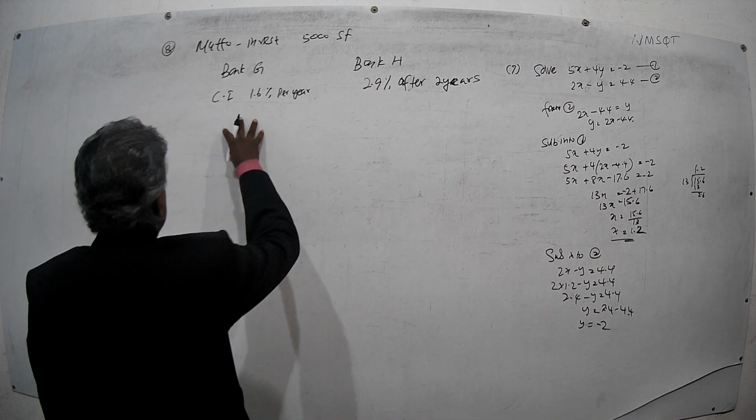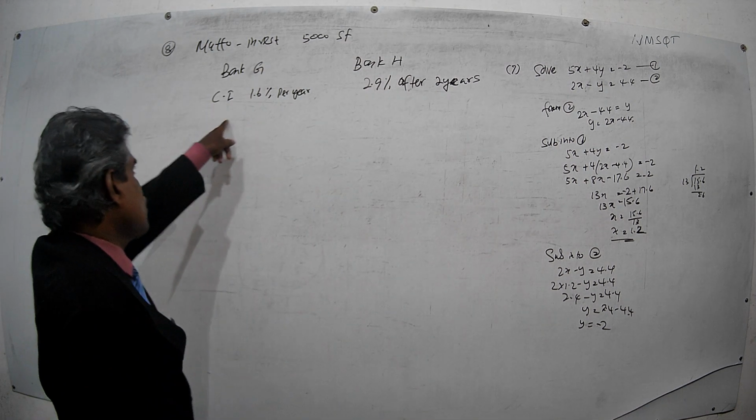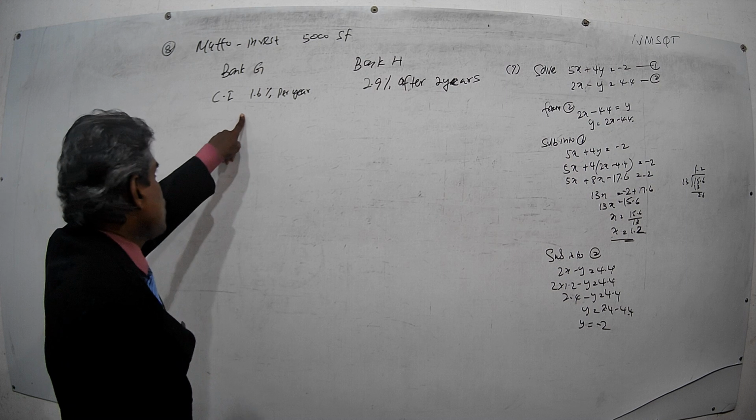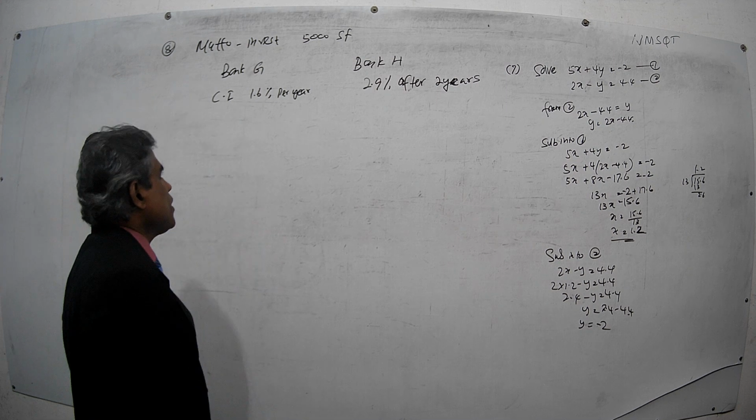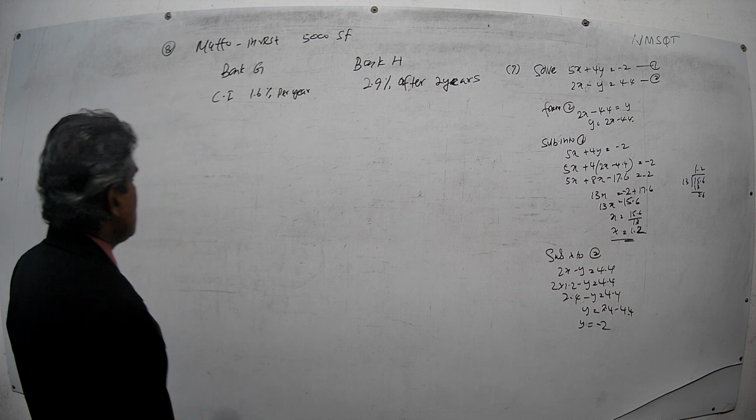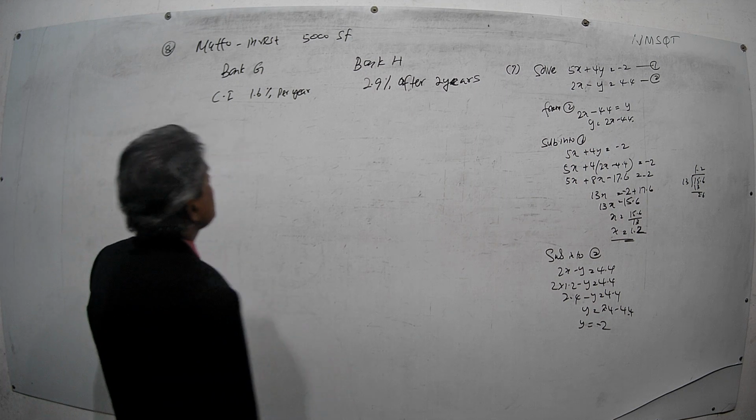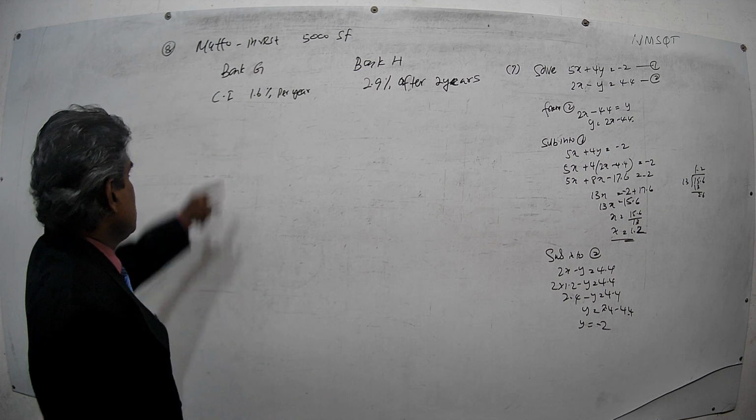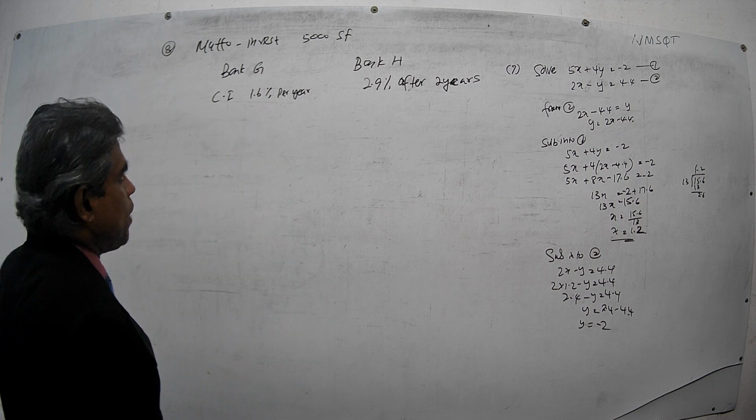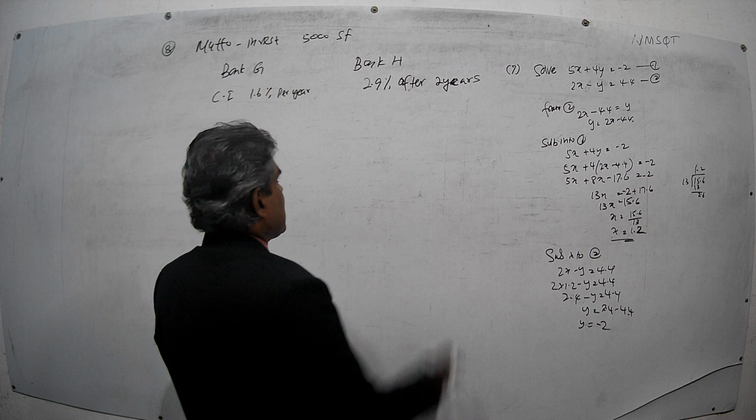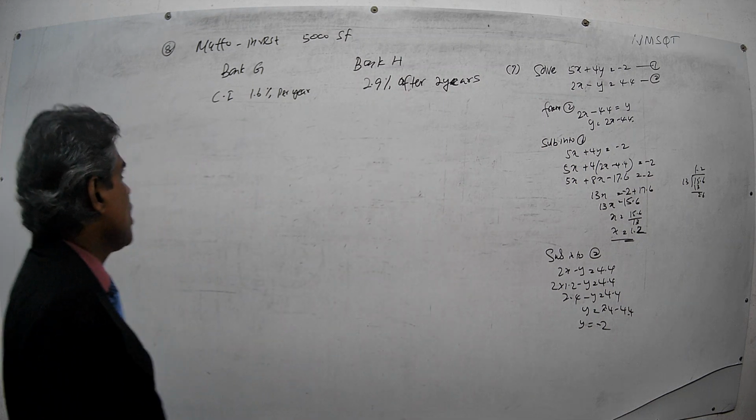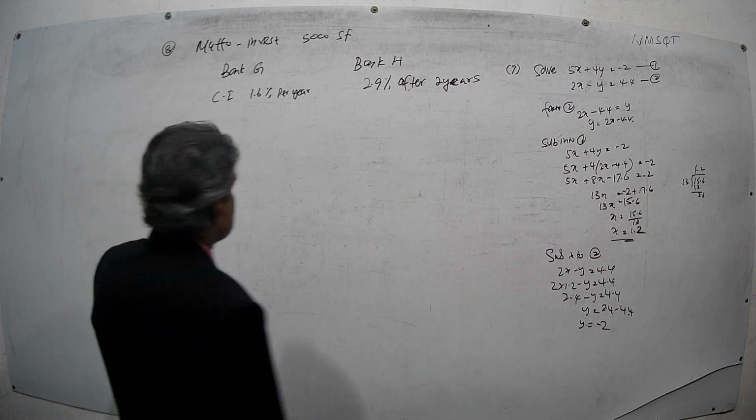Now, Mato will invest money in bank G. If Mato invests money in bank G, he gets interest at 1.6% at compound rate per year. But this bank gives you interest only after 2 years. Bank H's interest rate is 2.9, which is slightly greater than this interest rate.